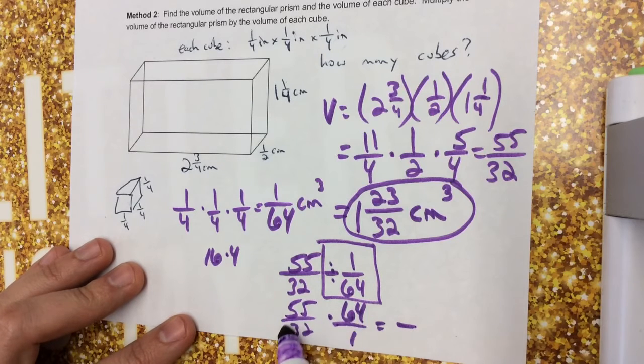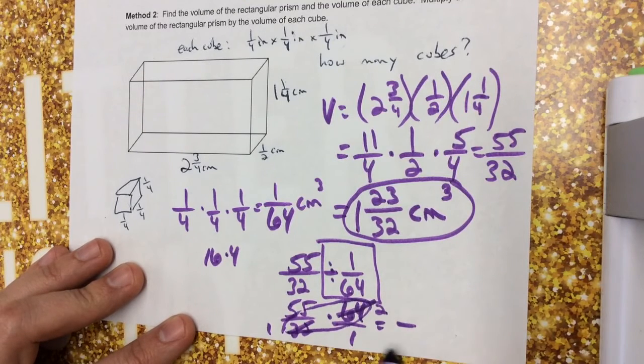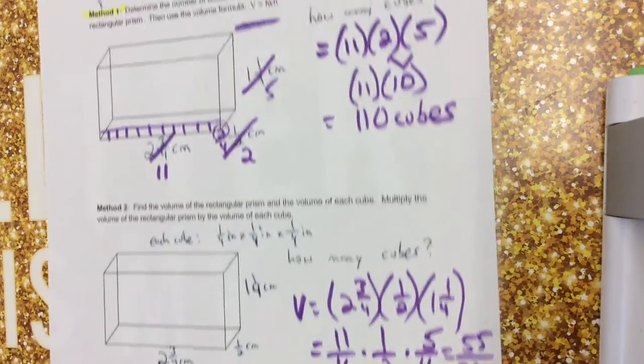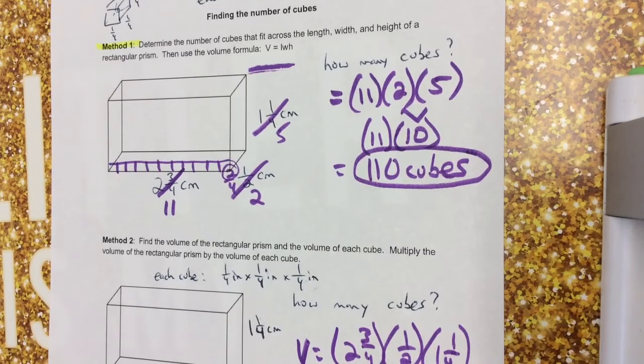However, it looks like we can simplify these pretty well. 32 goes into both of those, so 32 into 32 one time, 32 into 64, well, that's half of it, so that means it's going to go twice. 1 times 1 is 1. 55 times 2 is 110, and we have 110 cubes. And by finding that, we can also go back to our first method that also had 110 cubes.